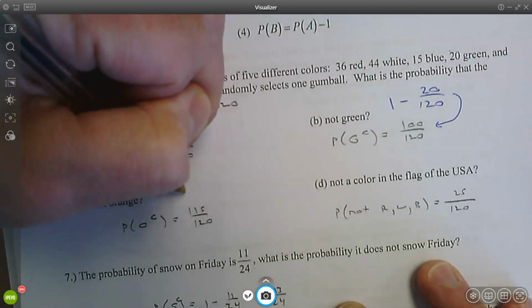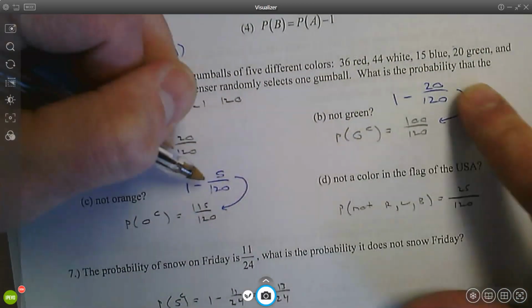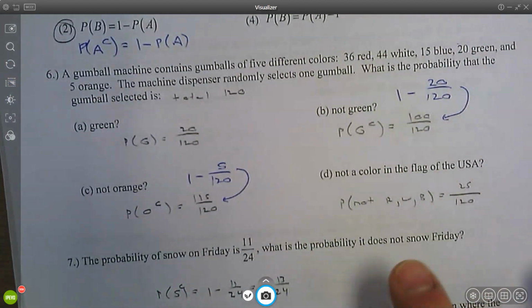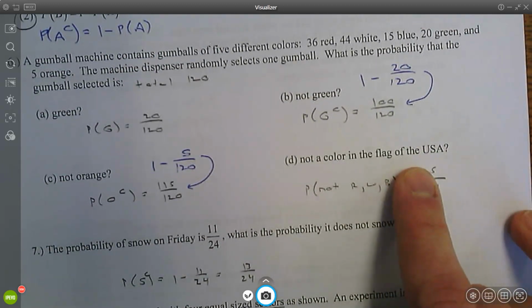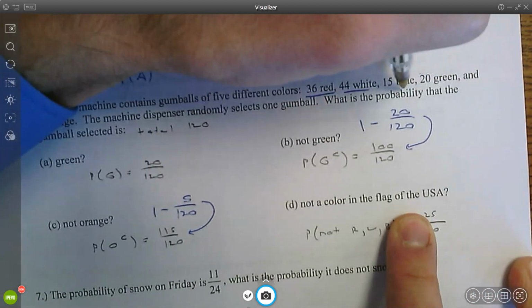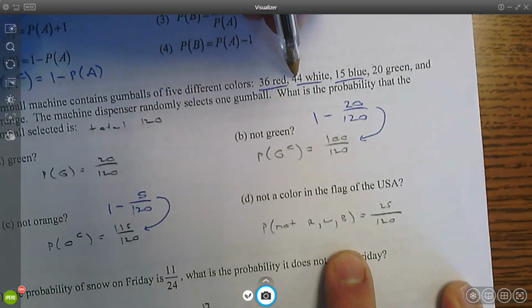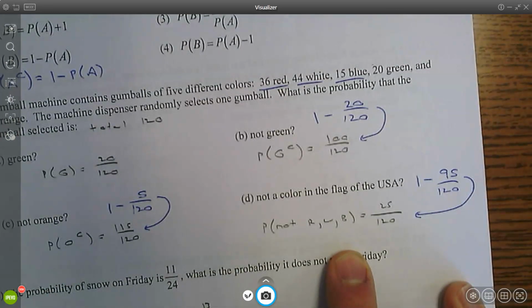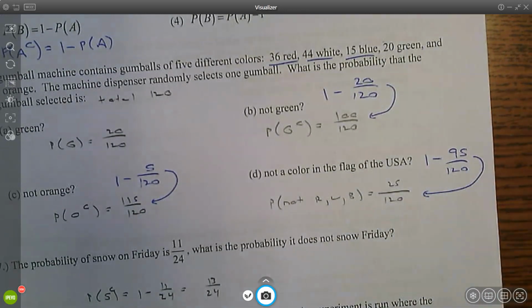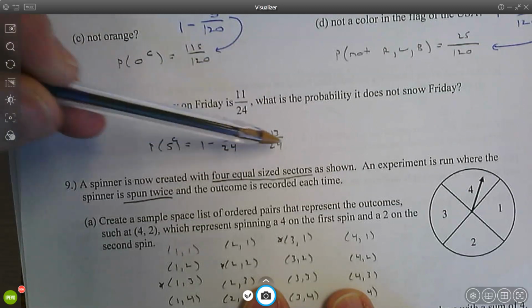What's the probability of not orange? 1 minus 5 divided by 120 is 115 divided by 120. So make sure you do have the work that I just wrote in pen. I did not do a good job of modeling what I said a minute ago. Not a color in the flag of the U.S. So that means red, white, blue. It's not any of those. If you sum those up, it's 80, 95. So 1 minus 95 divided by 120 is 25 divided by 120. Question 7. The probability it does snow on Friday is 11 out of 24. Probability it doesn't, 1 minus that, 13 out of 24.